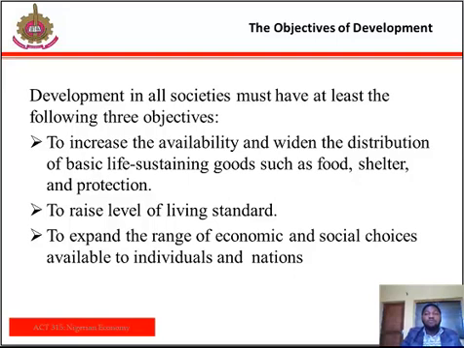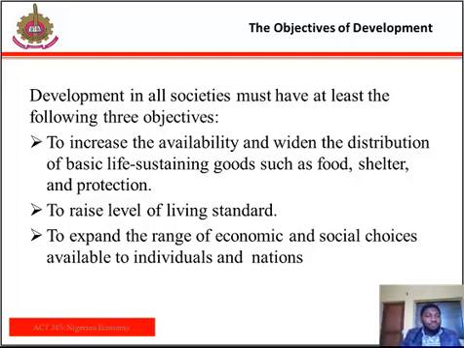The objectives of development. Economic development means growth plus desirable social and institutional changes. Development in all societies must have at least the following three objectives. 1. To increase the availability and widen the distribution of basic life-sustaining goods, such as food, shelter, and protection. 2. To raise the standard of living. And 3. To expand the range of economic and social choices available to individuals and nations.